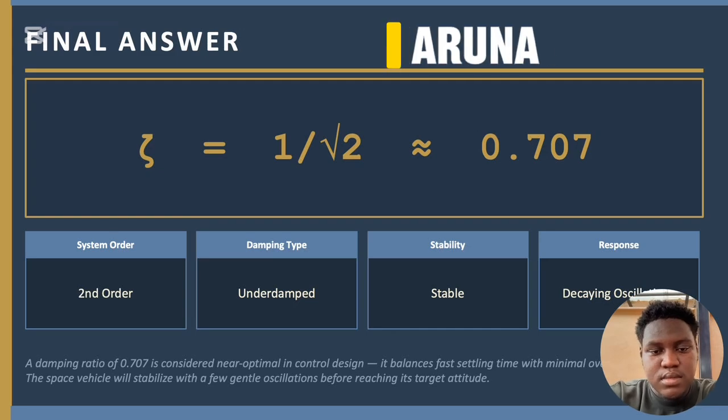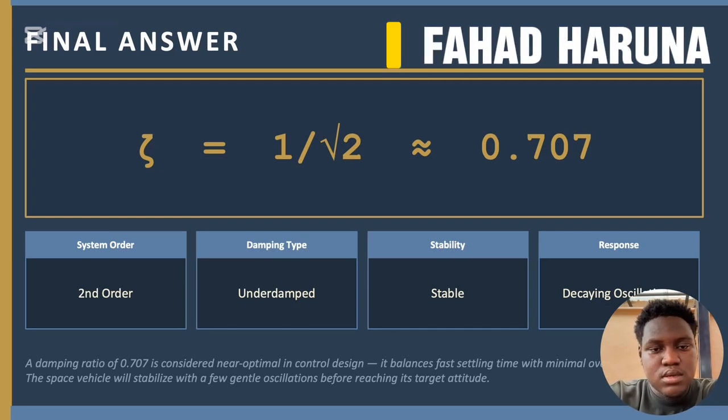Hi everyone, my name is Fahad Aruna, and I'll be taking you through the final stage of the example. Under the final answer, we have zeta equal to 0.707, and it's a second order system, whilst the damping type is underdamped. It is a stable system, and the response has decaying oscillations. Thank you.